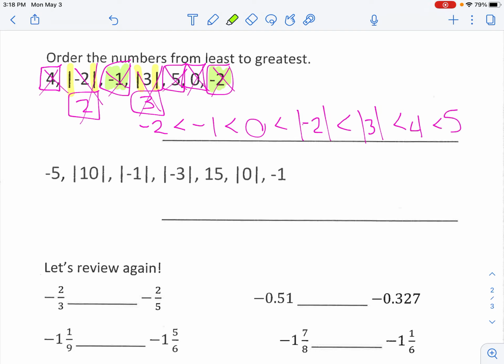And then I like to go back and count how many numbers did I start with and did I include all of them in my answer. I had 1, 2, 3, 4, 5, 6, 7 numbers to order. I ordered 1, 2, 3, 4, 5, 6, 7. It's real easy to accidentally forget one.